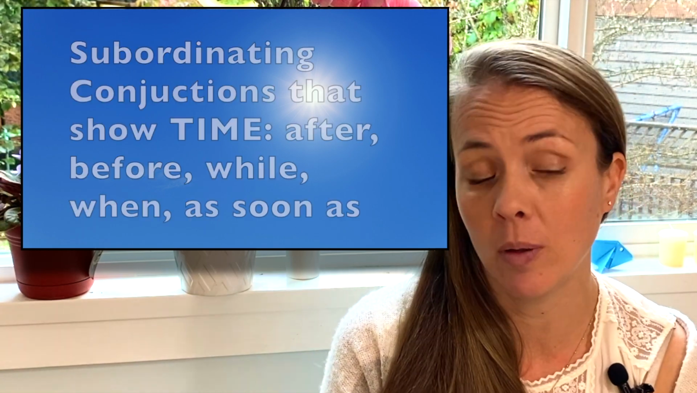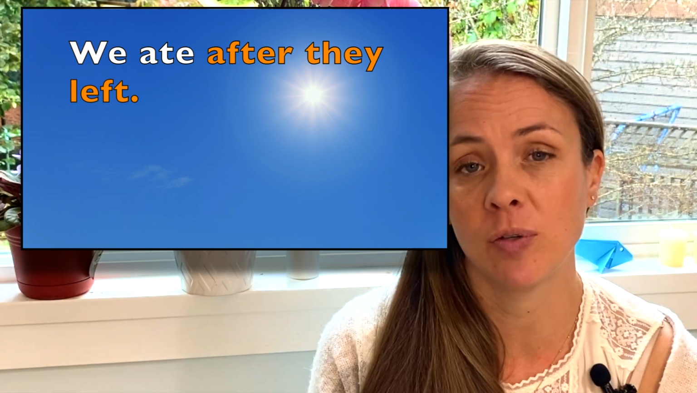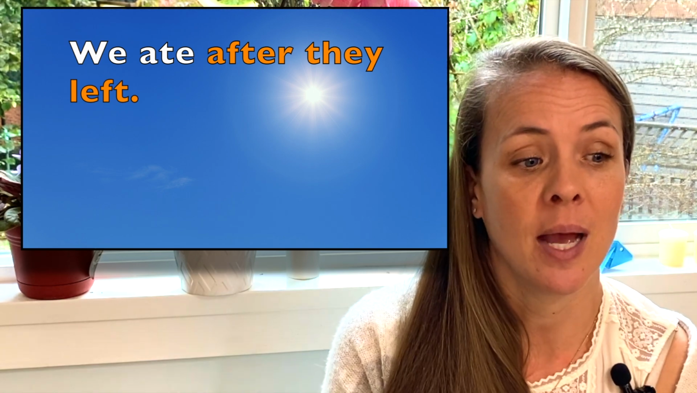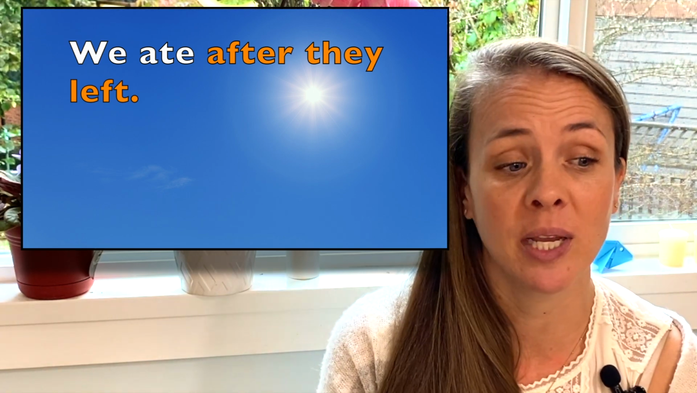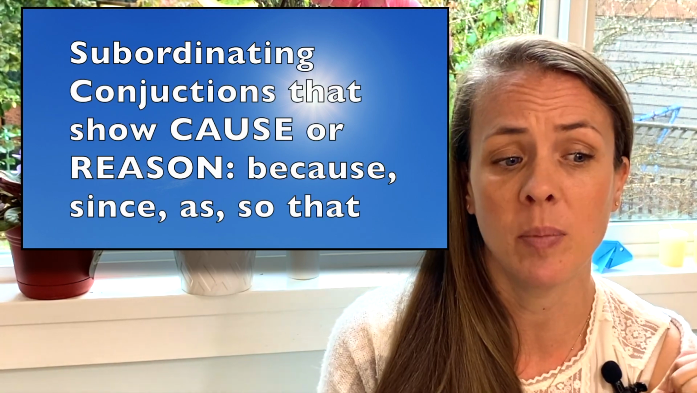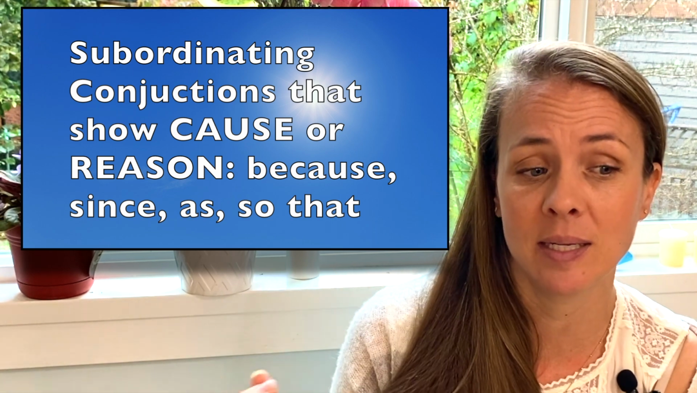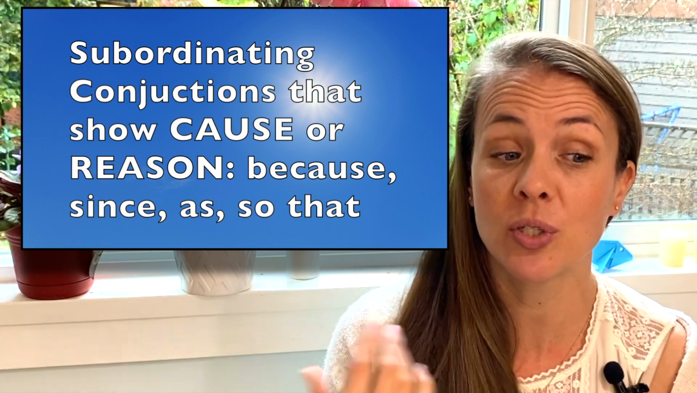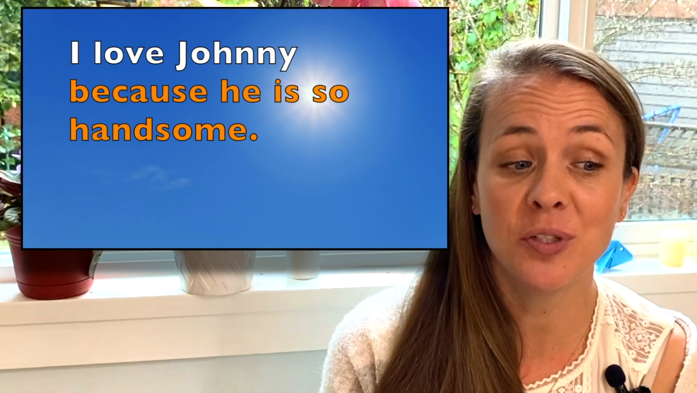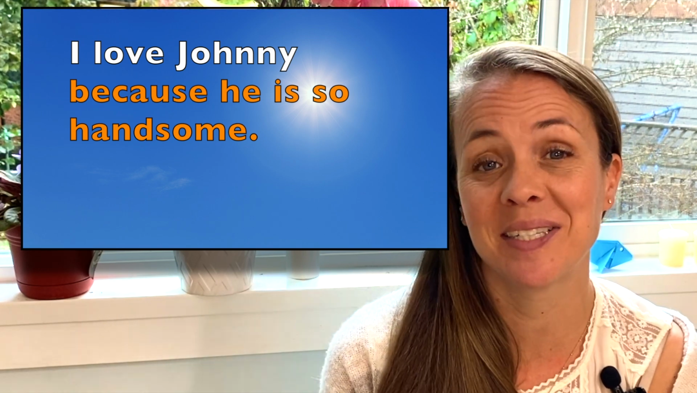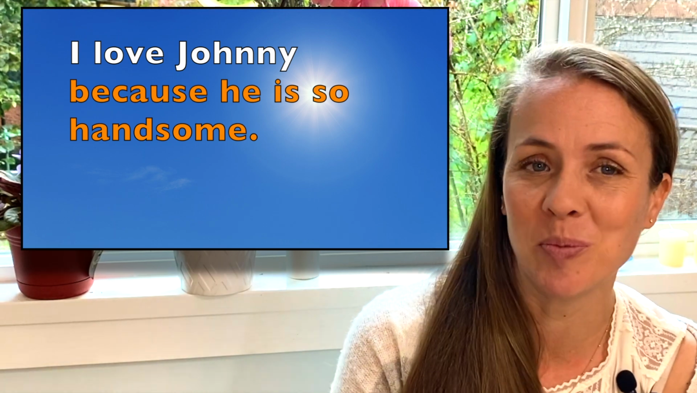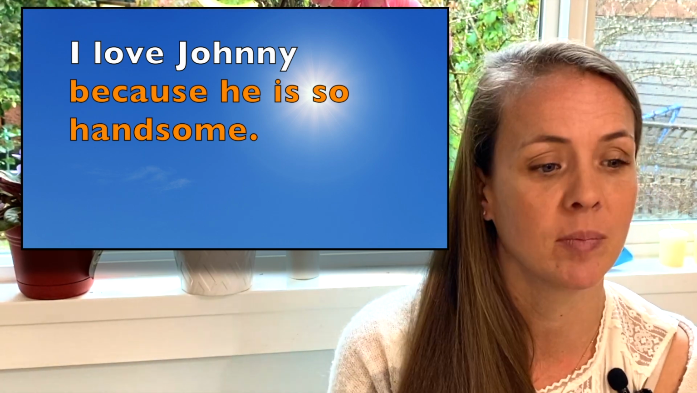So for example, we ate after they left. So that shows you time. Another subordinating conjunction can show cause or reason for something. So these can be because, since, as, or so that. So an example of this, I love Johnny because he is so handsome. So because shows you the reason why I love Johnny.